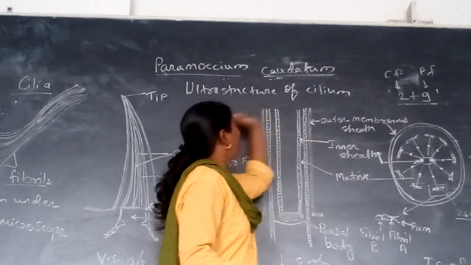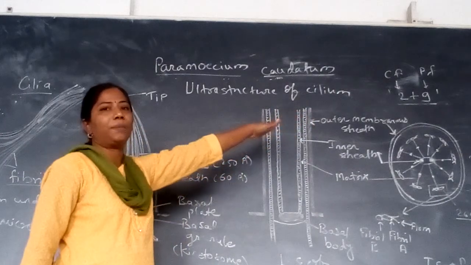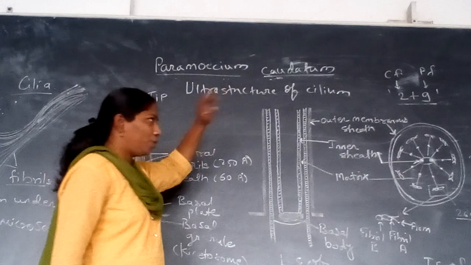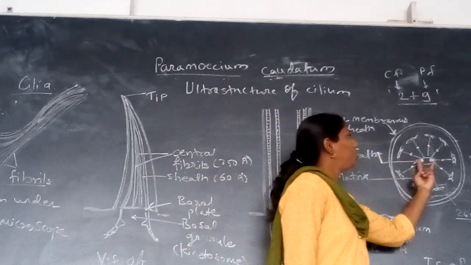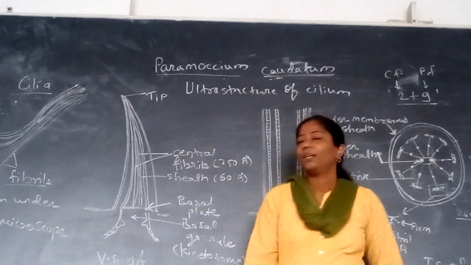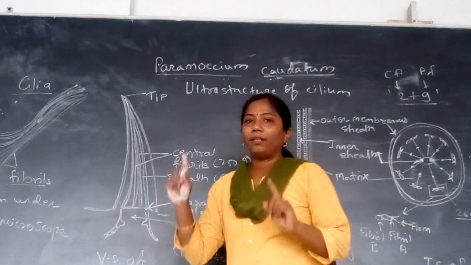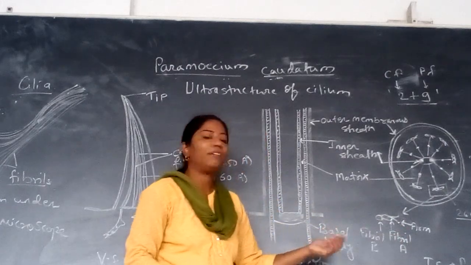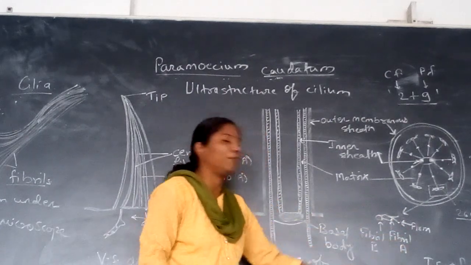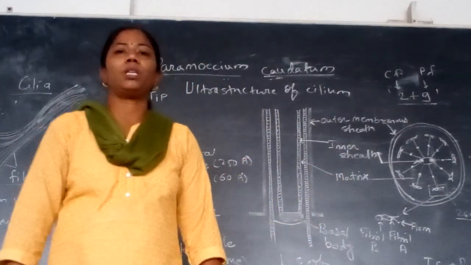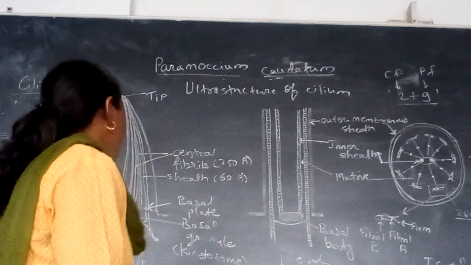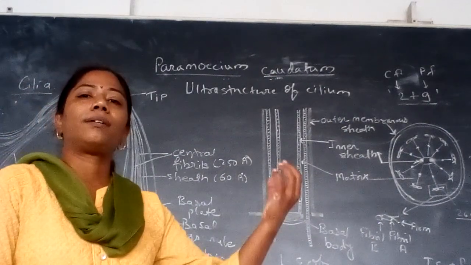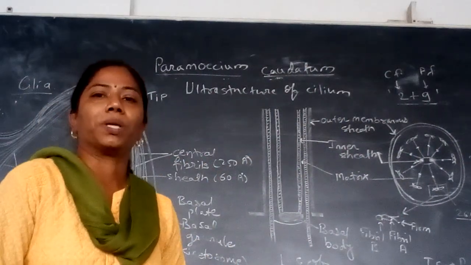So this is about the ultrastructure of cilium. In examination, they may ask you if it is objective type. Just try to remember the distance between the two central fibrils, the diameter of the central fibril, the diameter of the peripheral fibril, and that the peripheral fibril is made of fibril A and B. Try to remember all those things. The cilia are helpful for locomotion as well as for capturing food. Okay, thank you.